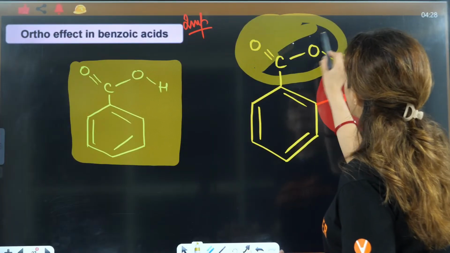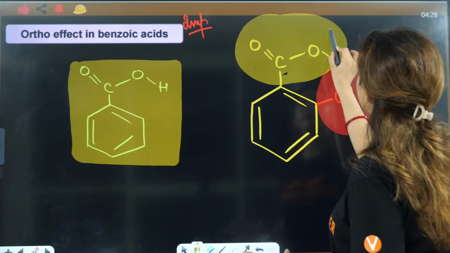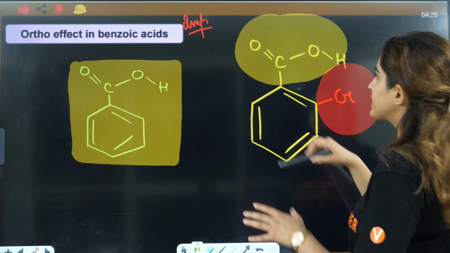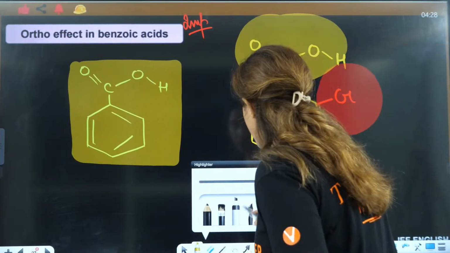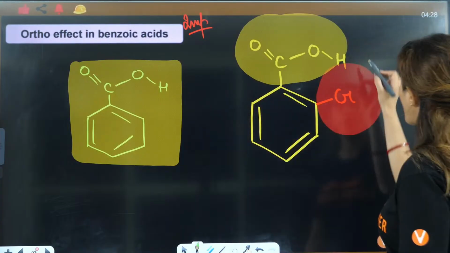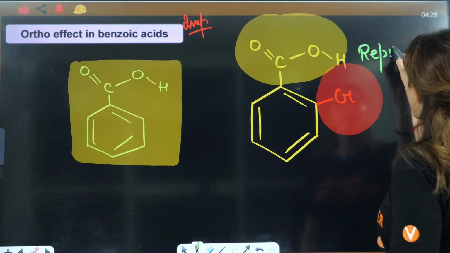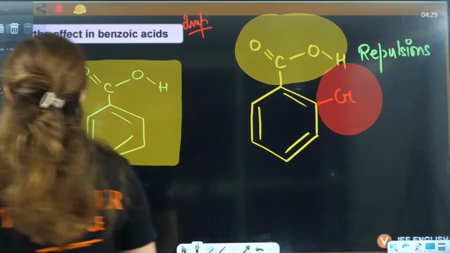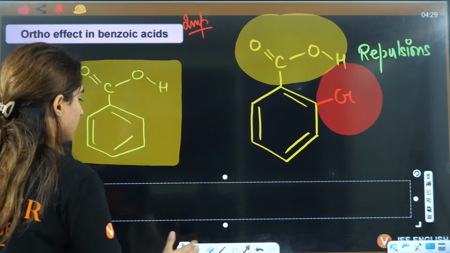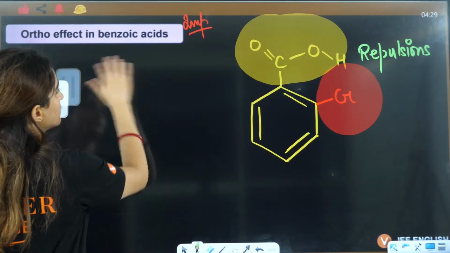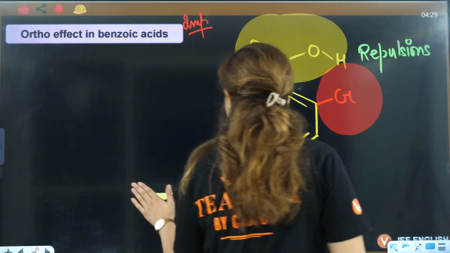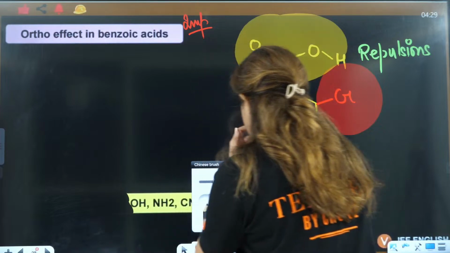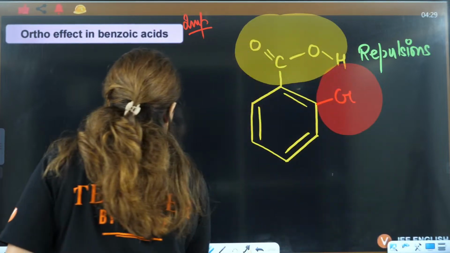So what will happen here? They will create repulsions with each other. Because of these repulsions here, the plane will be changed.